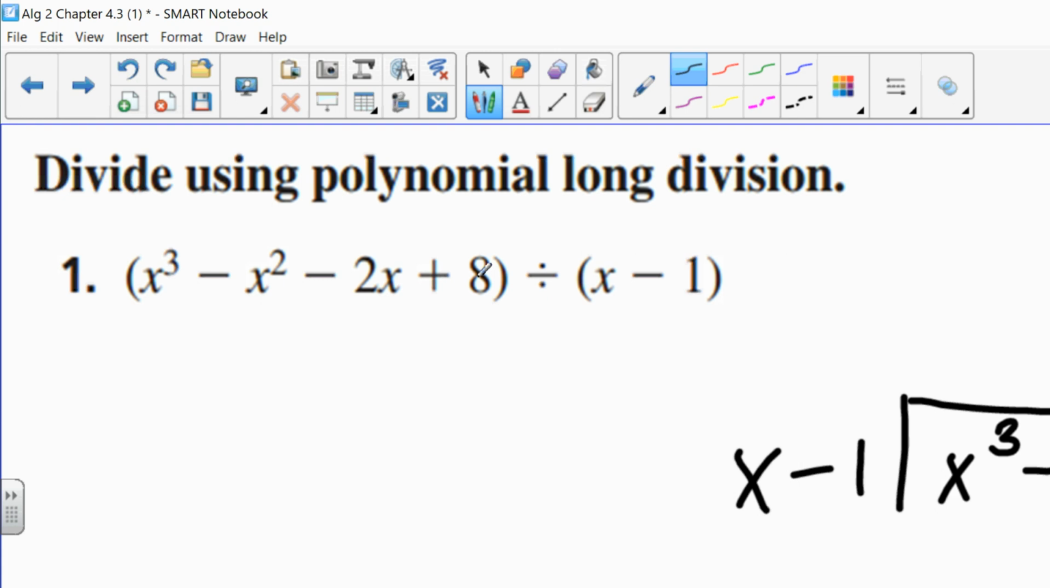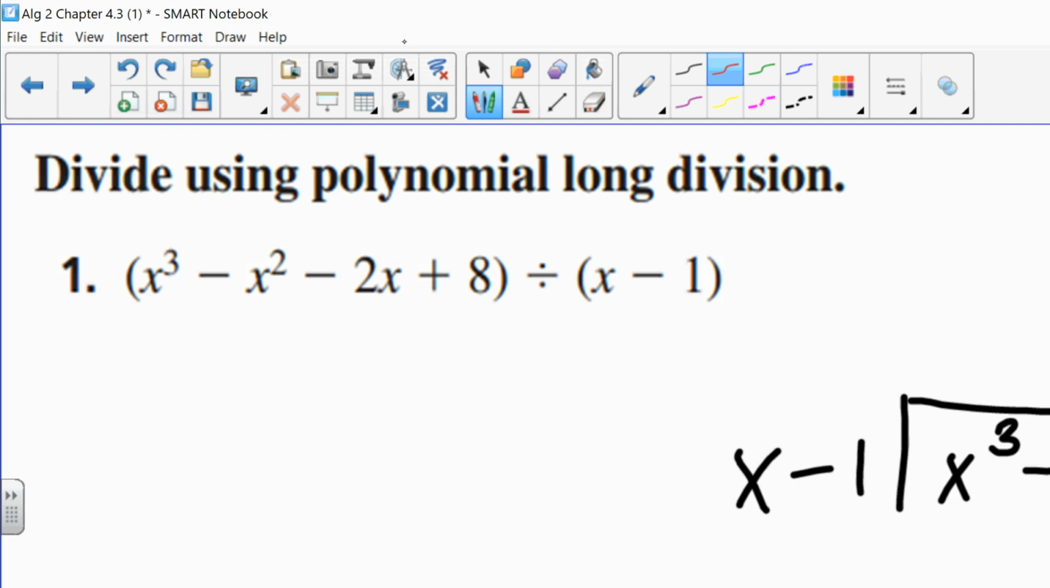Now this one here does have all the terms that we need. Because if we look at what's inside, the polynomial that's inside the division symbol, we start out with x to the third, yes? So the next term should be x squared. The next one after that should have x, and then we should have our constant term. Do we have all of those? Yes. So we're good there. Outside, we start with x, and we have our constant term. So we have everything there. So we can go on and start dividing.